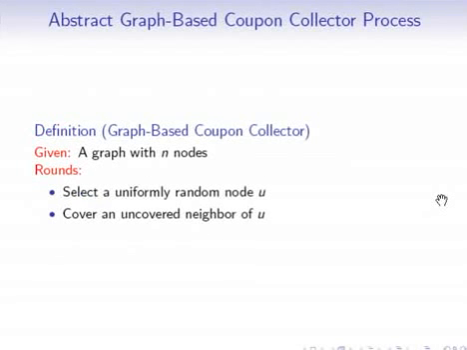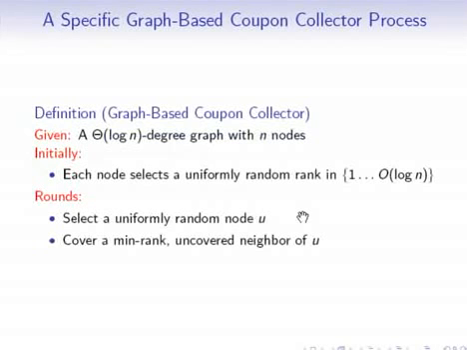In today's talk, we're going to look at a generalization of this that's called the graph-based coupon collector process. In general, this process looks like this. Again, we're given a graph with n nodes, but this time it could have some edges. And we proceed in rounds, where in each round we select a uniformly random node u and cover an uncovered neighbor of u. Now, of course, the way that we choose the uncovered neighbor leads to different instantiations of the graph-based coupon collector process. So in today's talk, we're going to talk specifically about one such instantiation.